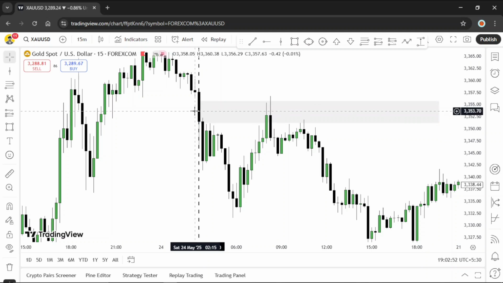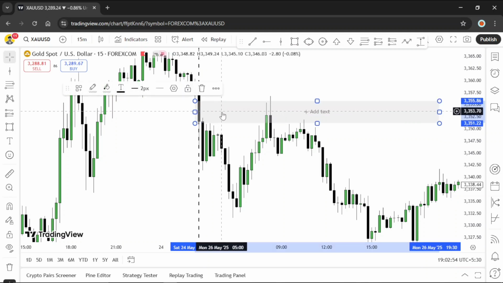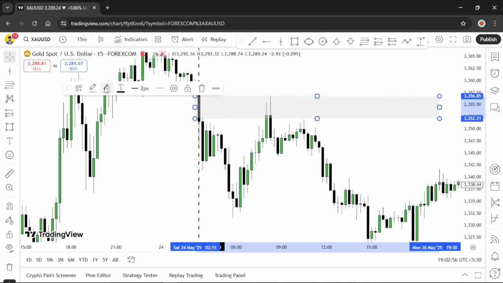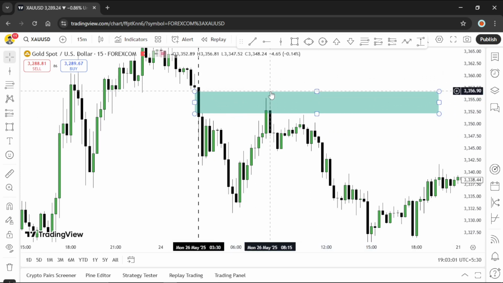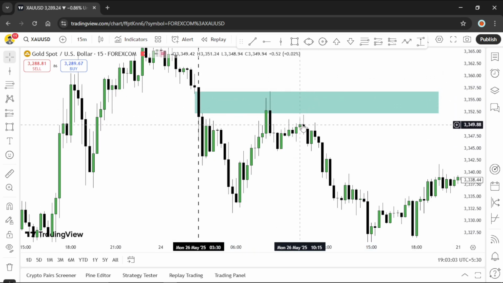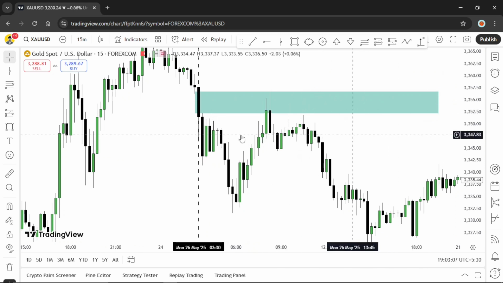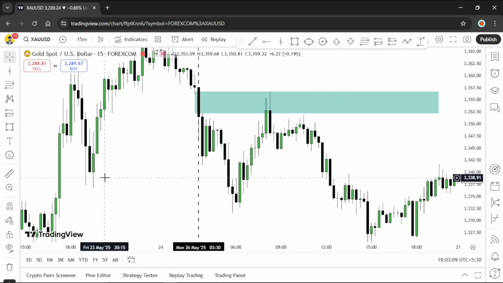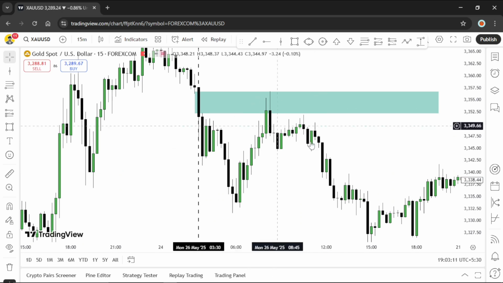Then what happened: to collect those orders, the market came up to that area and again retested this fair value gap. The retest is a confirmation when the market reaches the support and resistance level. So the market retested the fair value gap and went for a sell.